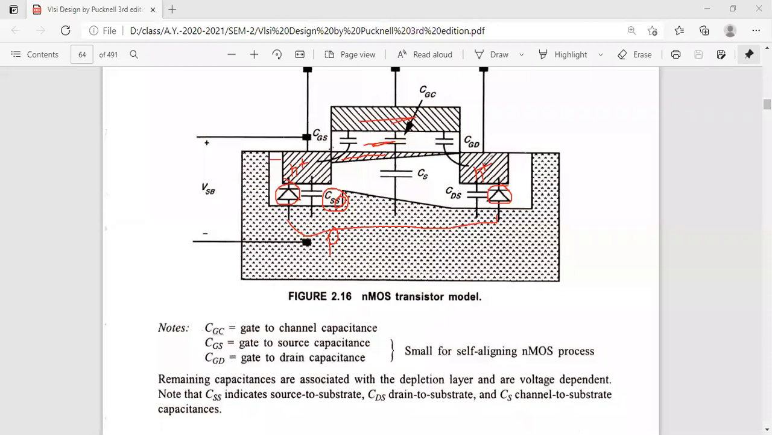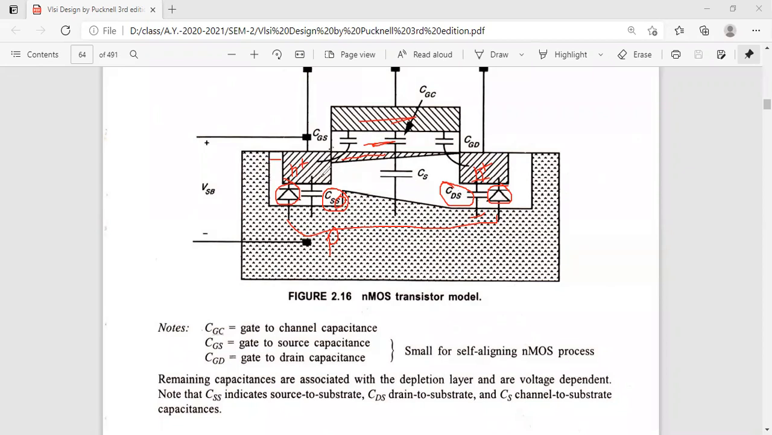And we also have this drain. This drain is also of N plus type, and the substrate is also of P type. So this one acts as one plate of the capacitor, and this one acts as another plate of the capacitor. So we have a capacitance called CDS between the drain and the substrate. CDS is nothing but the capacitance formed between the drain and the substrate, and CSS is the capacitance formed between the source and the substrate, right?